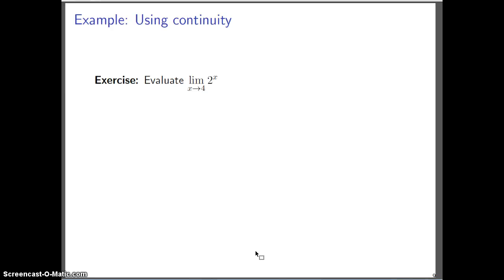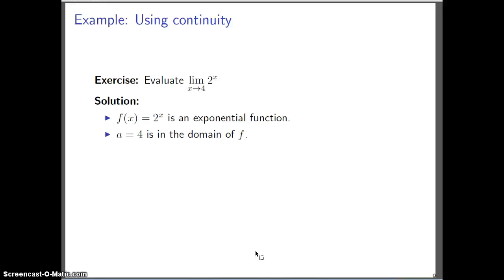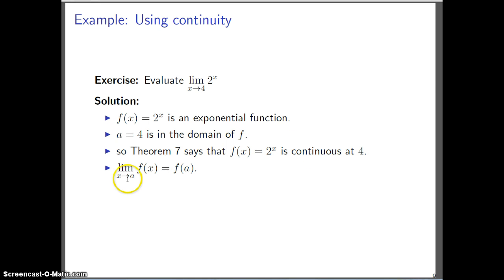Here's the first of three examples: the limit of 2 to the x as x approaches 4. Here's how you can do this. 2 to the x is an exponential function, and a is equal to 4. 4 is in the domain of this function f, so you can plug that in. In Theorem 7, these two conditions are met, so 2 to the x is continuous at 4. That means this is true. If you plug in the function 2 to the x for f, and 4 everywhere for a, then this turns into this statement right here. And what is f of 4? That just means 2 to the 4, and that's just 16.